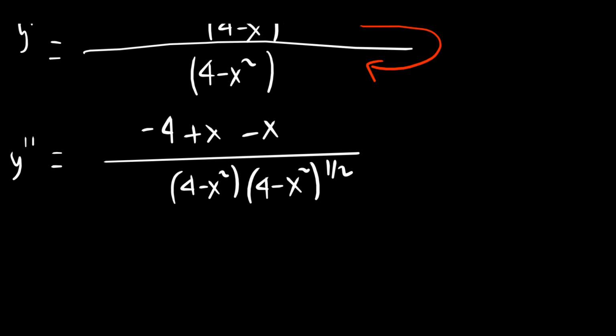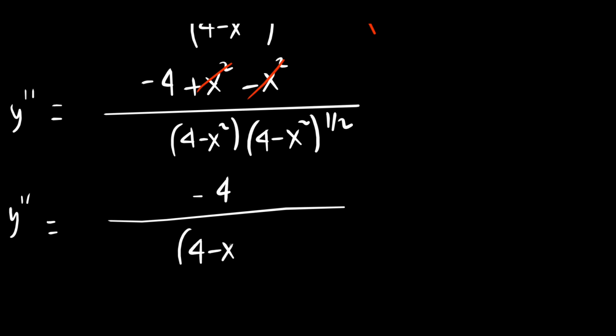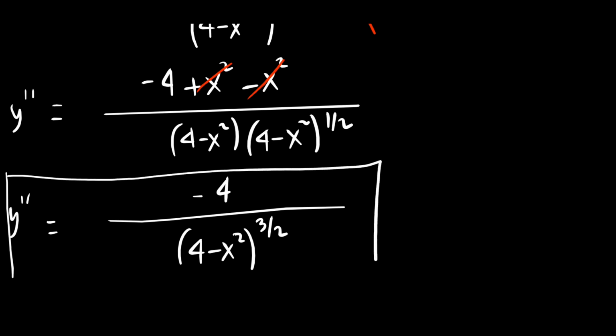After this one, we will combine similar terms. So it will cancel the x squared, and the remaining will be y double prime is equal to negative 4 all over, so 1 plus 1 half is just equal to 3 halves, right? So we'll copy the term because it is just the same. So the y double prime is this answer.